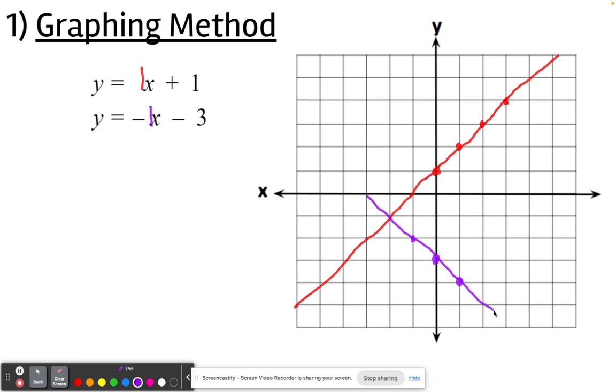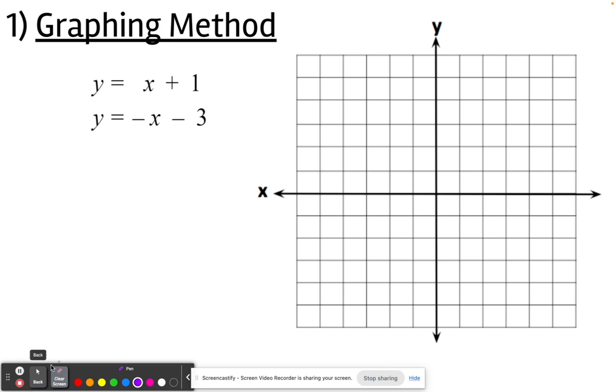And I can see right away where my lines are going to cross. And it is right here at this point, -2, -1. My x is -2, and my y is -1. And I could check it. If I put a -2 for x, is -2 plus 1 equal to -1? And it is. Or in this case, is the opposite of -2 minus 3 equal to -1? The opposite of -2 is +2. 2 minus 3 does in fact equal -1. So it works and everything's good.